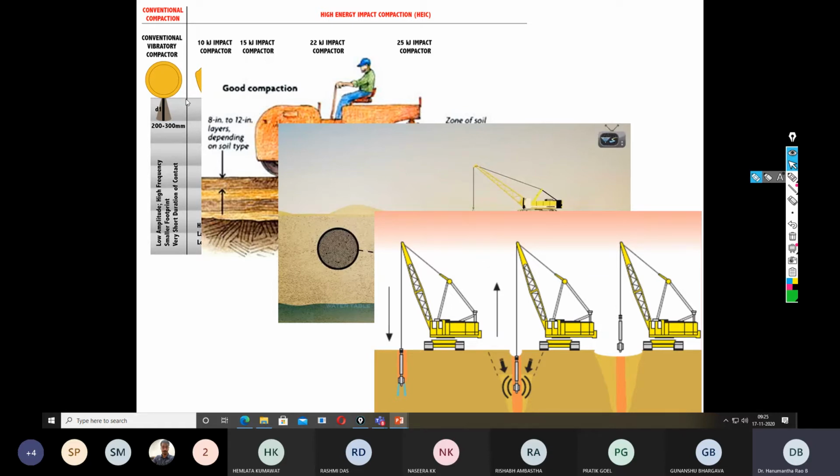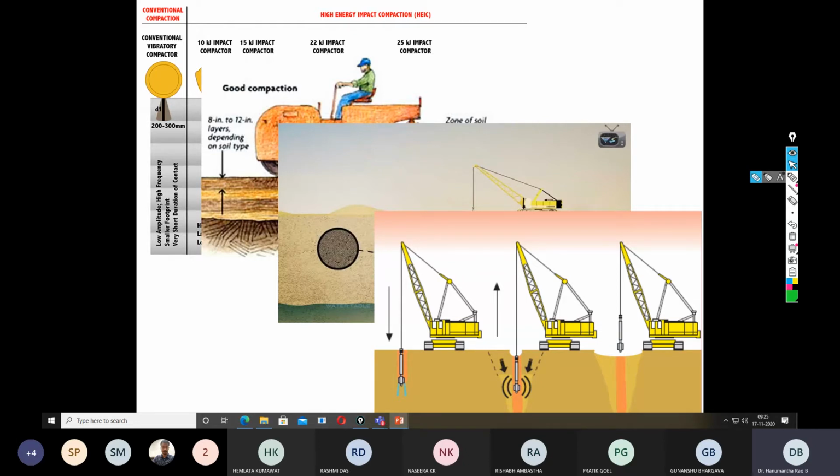Now if you look at the validity of these techniques for particular soil types, the conventional compaction is valid for any kind of soil, because we compact here only the soil in layers of 200 to 300 millimeter thick. Now if you go for the deep dynamic compaction or the vibroflotation technique, they apply a huge amount of energy in, say, the impact form or the vibration form.